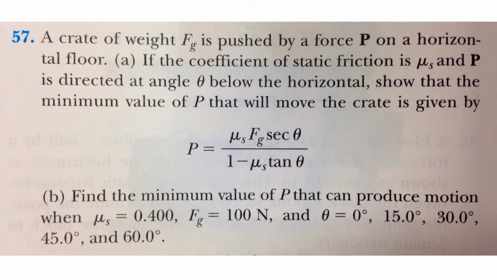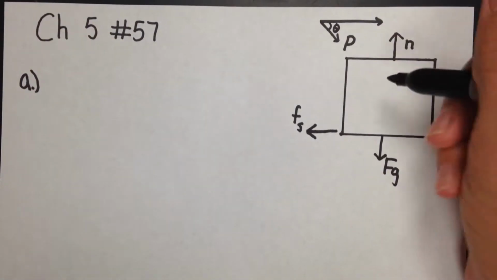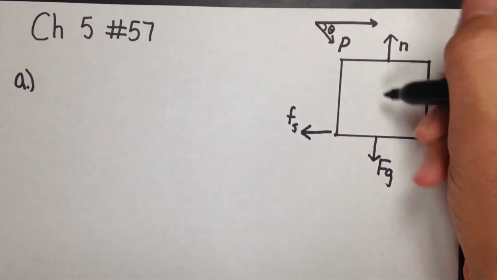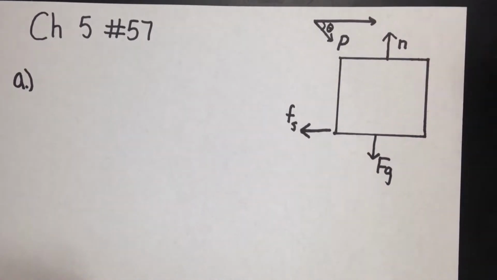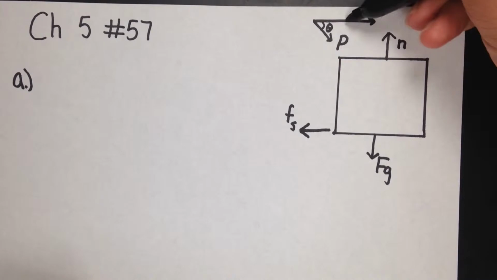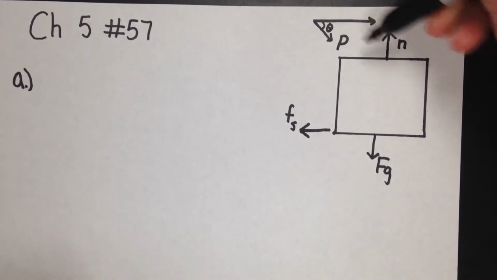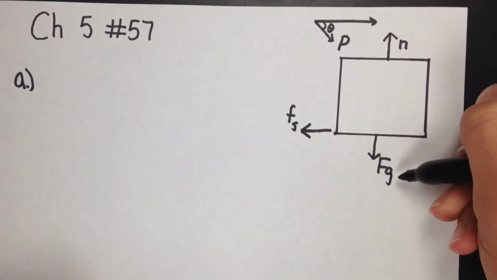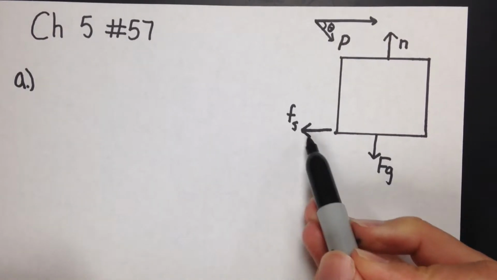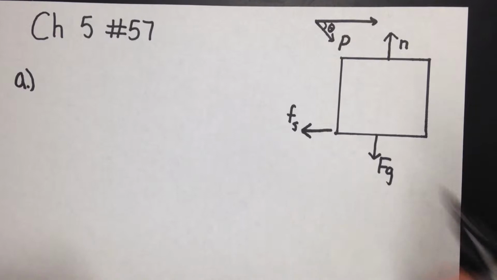So for this problem, we have to realize that the crate is in equilibrium just before it starts to move. Okay, so the first thing I did is I made a free body diagram to show all the forces acting on it. So we have the normal force acting upwards, which is N. Then we have the horizontal and vertical force, P. Then we have the force of gravity going down, which I labeled Fg. Then we have the frictional force, which is Fs.